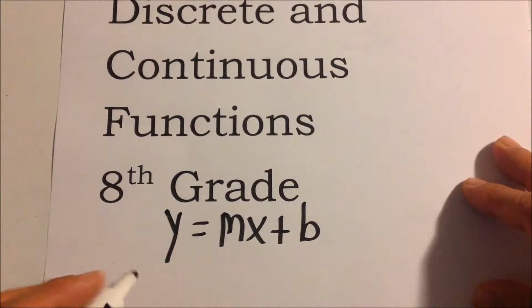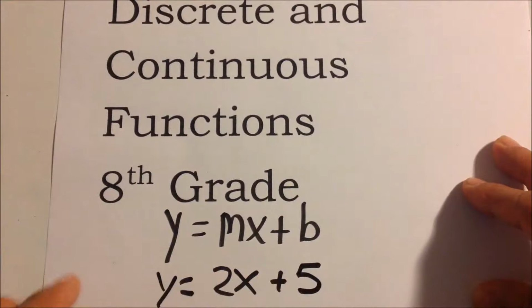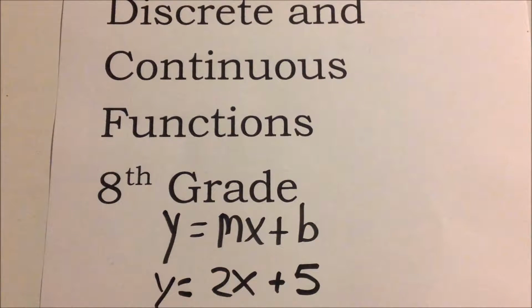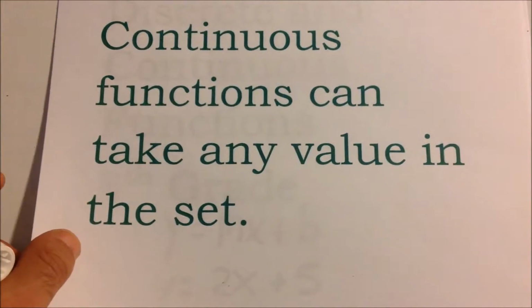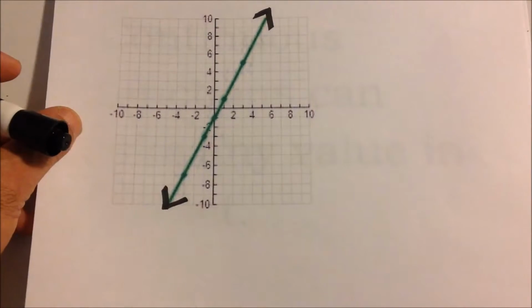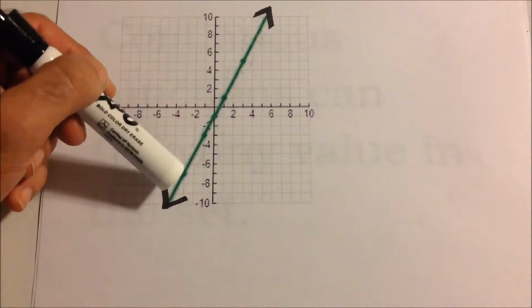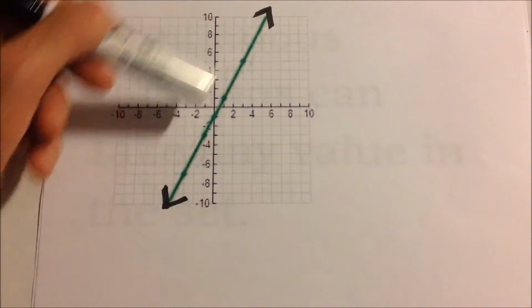So if we have an equation, let's say y equals 2x plus 5, and we don't know the content behind this, we can plug in any value for x. And since we can plug in any value for x, it'll be continuous. So continuous functions can take any value in the set. Any value. If it is continuous, you'll see a straight line that's not broken. It's a complete line. Every value you can put on this line of x.